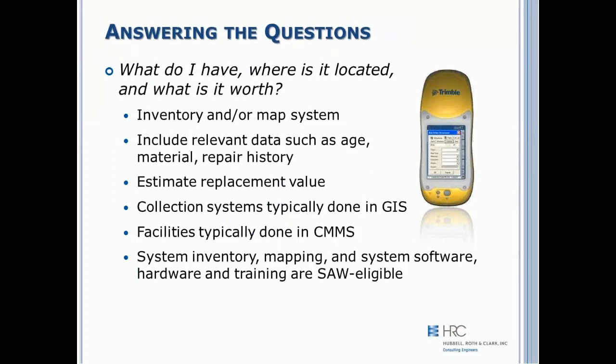So to start answering those questions, a good place to start is by taking inventory of your assets and estimating the remaining useful life and replacement value of those assets. For collection systems, you may already have a GIS program that has all or some of those answers and may include additional information such as age, material of construction, depth, soil type, or repair history. For your facilities, your CMMS will help provide answers to those questions. Fortunately, system inventory, mapping, and system software, hardware, and training are all eligible costs under a SAW grant.